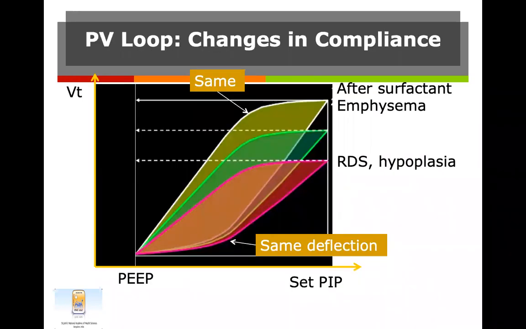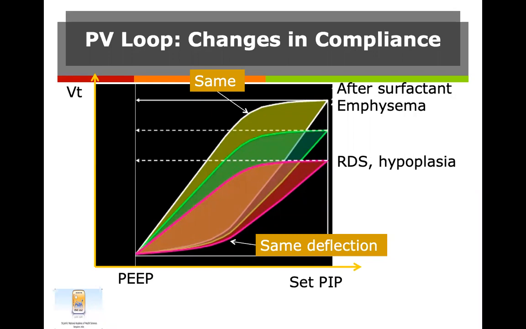So see here, if you see the compliance when it changes, if you have a baby who has RDS, surfactant deficiency, or a baby who has fibrosis or hyperplasia, the compliance will not be steep, it will be horizontal. So a change in pressure is going to produce less change in the volume. If you have given surfactant to this baby, a small change in pressure is going to produce a large change in volume because the compliance has improved.